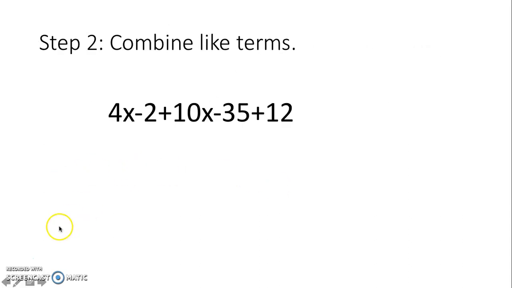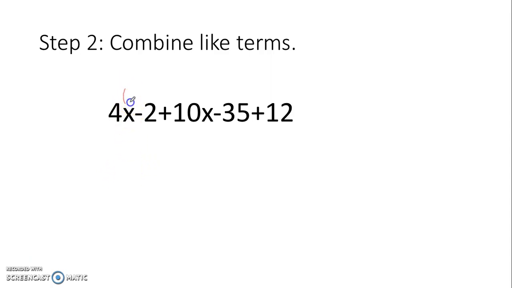Our next step is to simply combine like terms. So I retyped what we just wrote down, so you can keep on going underneath. Now we have 4x minus 2 plus 10x minus 35 plus 12. Okay, and step 2 is combining like terms. Now remember our tricks when it comes to combining like terms. We want to underline, circle, do different shapes for each like term, and we cannot forget about the sign to the left of the term.